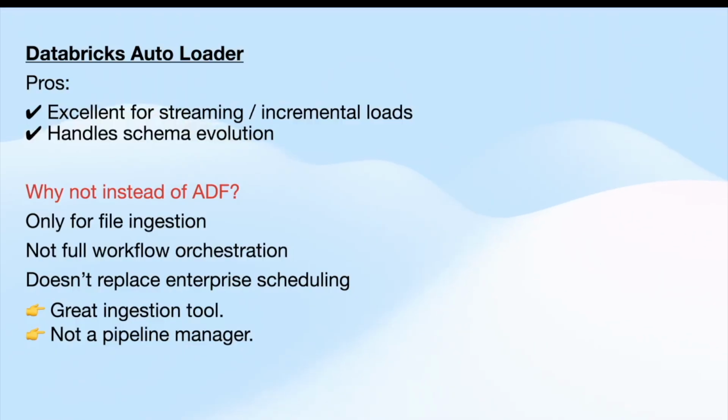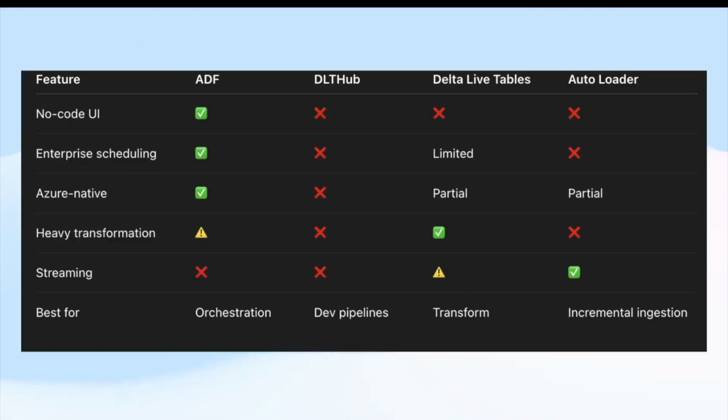Let me quickly compare with open source technologies as well. Here are the features of ADF: no code, you don't need to write any code. You directly have a UI, enterprise scheduling, and Azure native support. Heavy transformation is limited in ADF. If you do heavy transformation it is supported, but expensive. Streaming is not recommended in ADF, and it is best for orchestration.